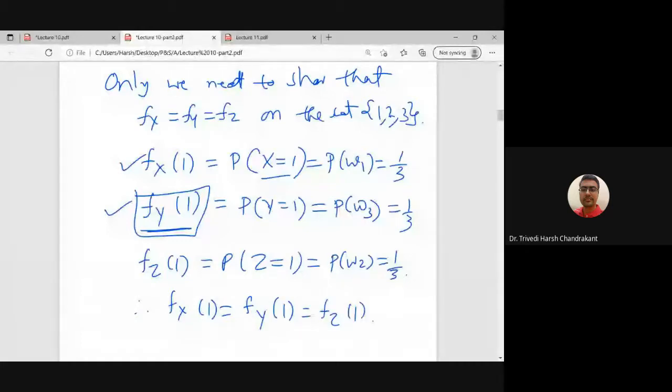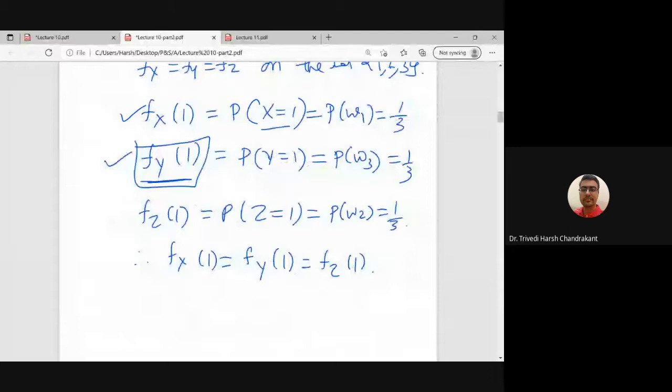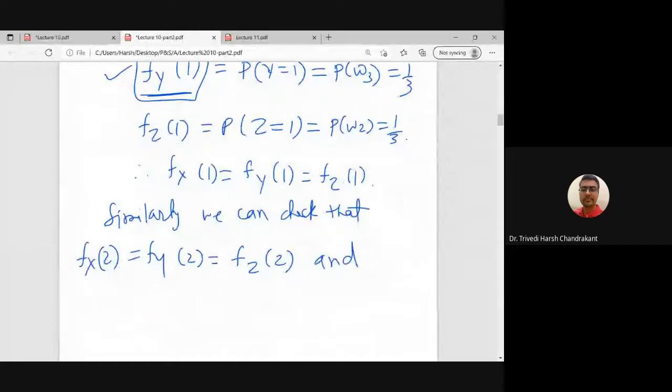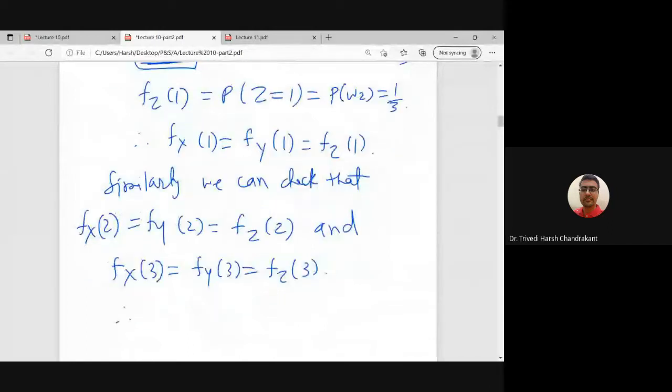Similarly, we can check that fX(2) equals fY(2) equals fZ(2), and similarly for the third point. Right. So therefore, fX, fY, and fZ are the same at every point, so they are the same function.